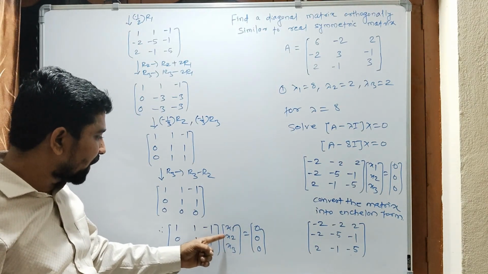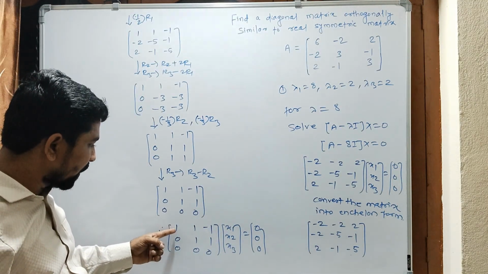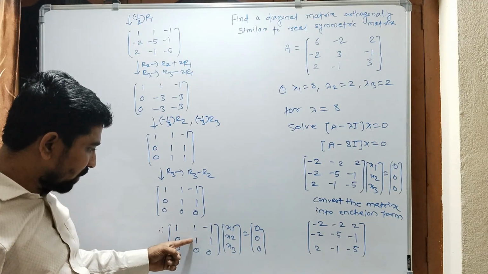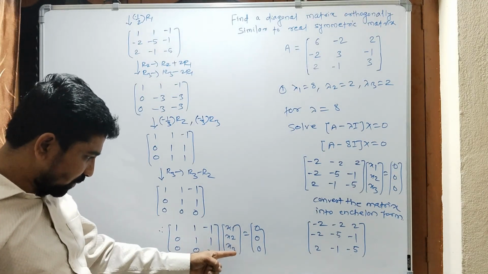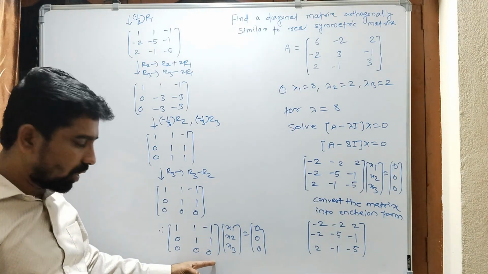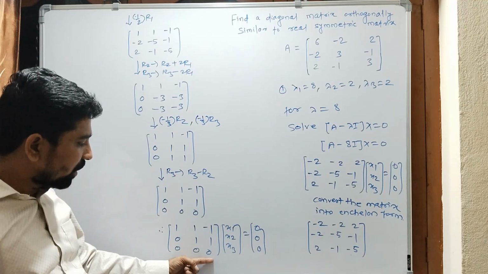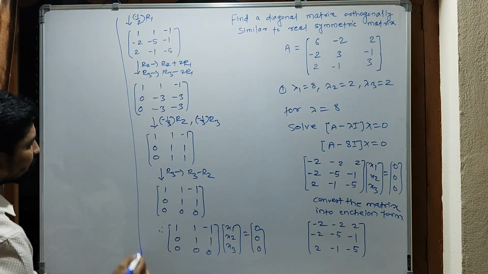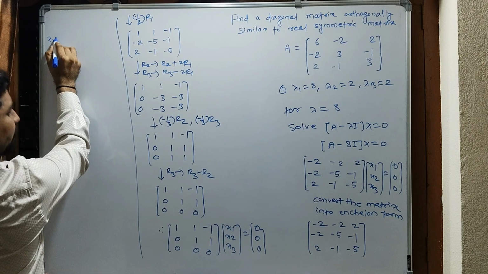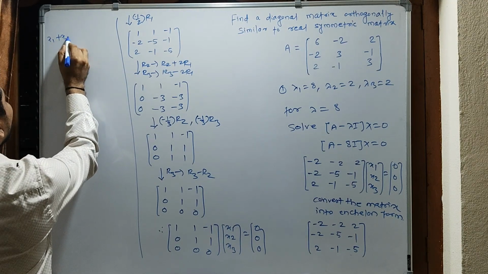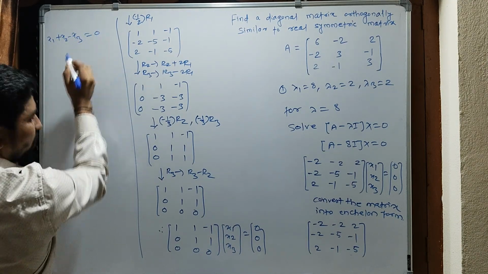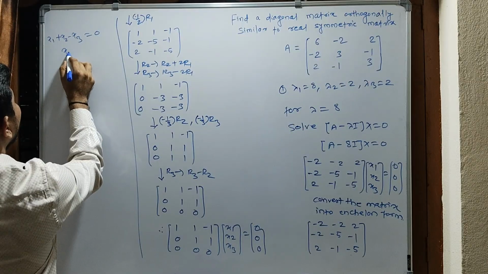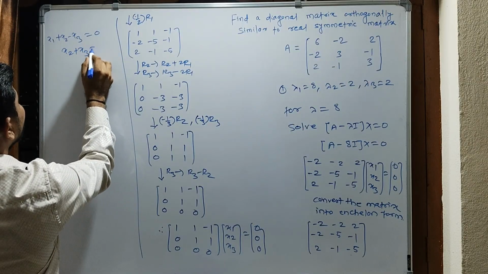Corresponding to x1 I have a pivot in my first column, corresponding to x2 I have a pivot in my second column, but corresponding to x3 I don't have a pivot in my third column. In row 3 there is no pivot. Therefore just by back substitution solve. x1 plus x2 minus x3 equals 0. From the second row, x2 plus x3 equals 0.